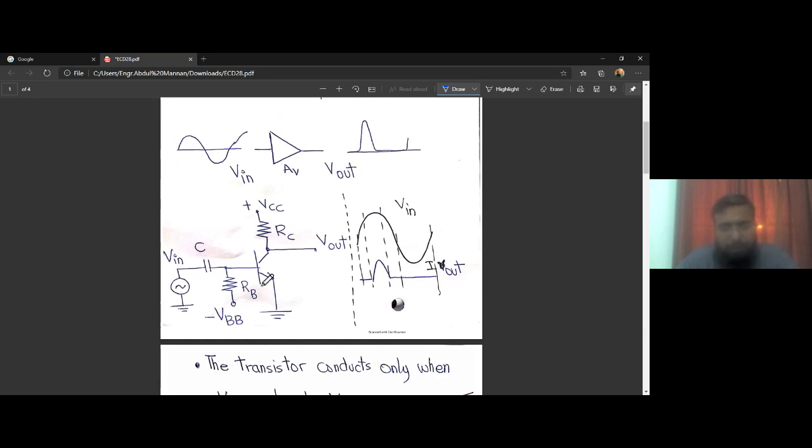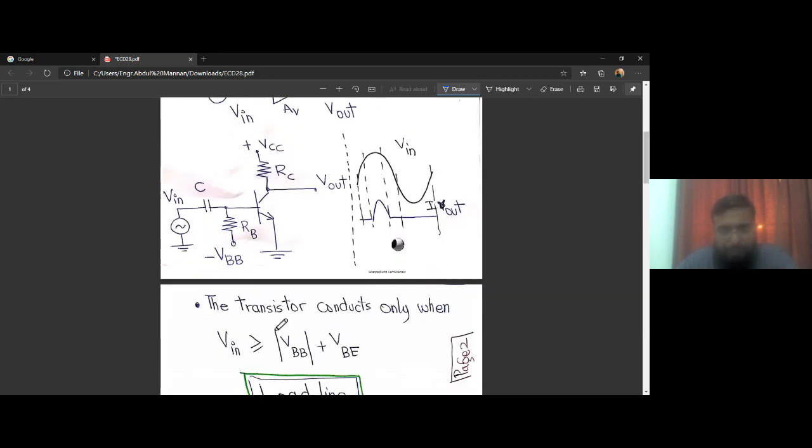Because we want this base emitter junction to be on only after the input crosses a limit, that is the magnitude of VBB plus the base emitter voltage. So in order to turn this base emitter junction on, V in has to cross the magnitude of VBB, the positive one, plus the base emitter voltage drop. Only then can this base emitter junction be turned on. So the input voltage will have to rise to a very large value, and at this value the transistor will start conducting.